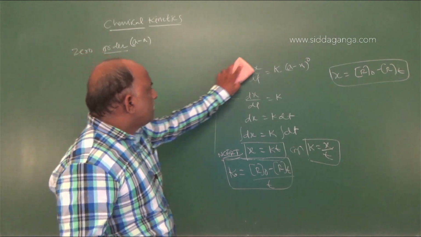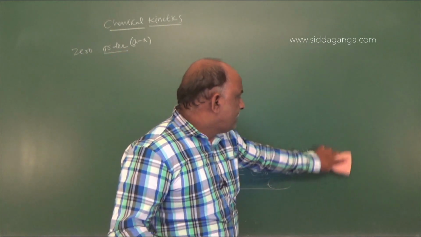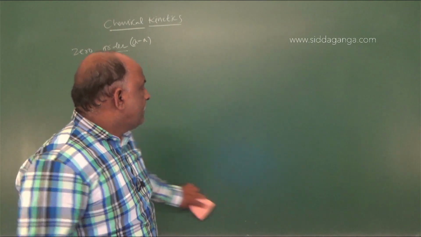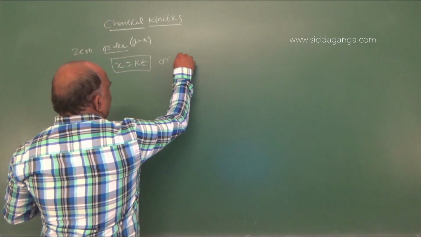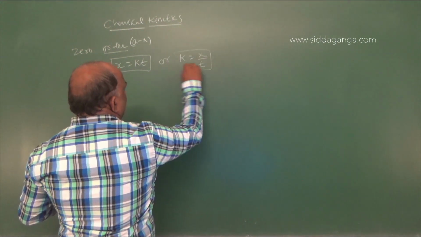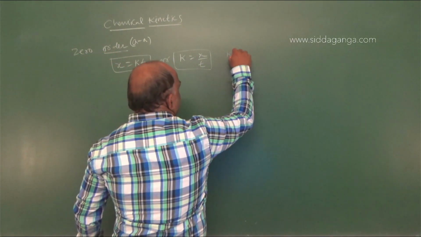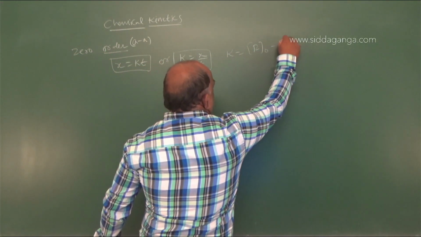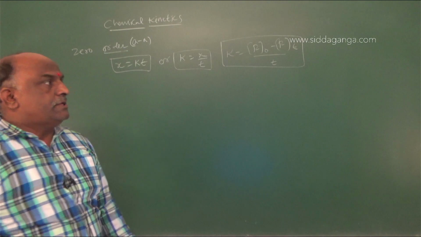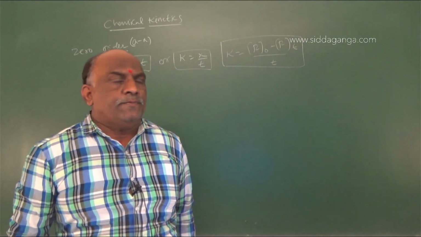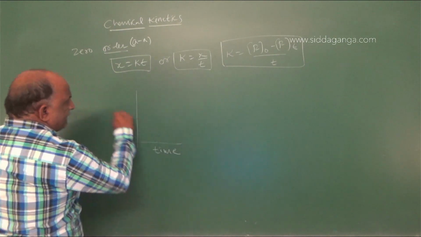So my dear students, don't get confused. What we need for the entrance exam is only x is equal to kt, that is, k is equal to x by t, for solving numericals, or k is equal to R naught minus Rt divided by t. This much we need.